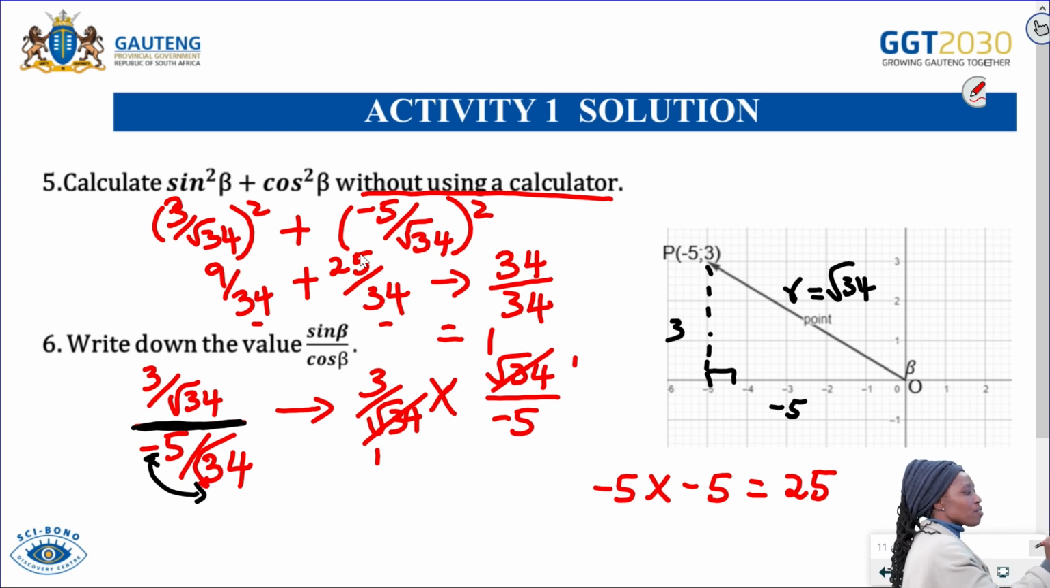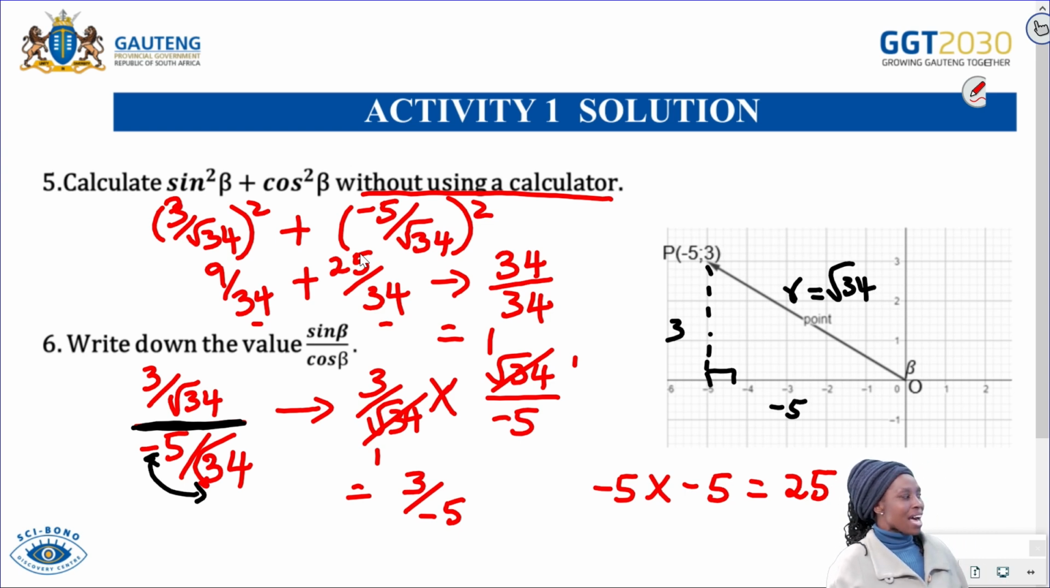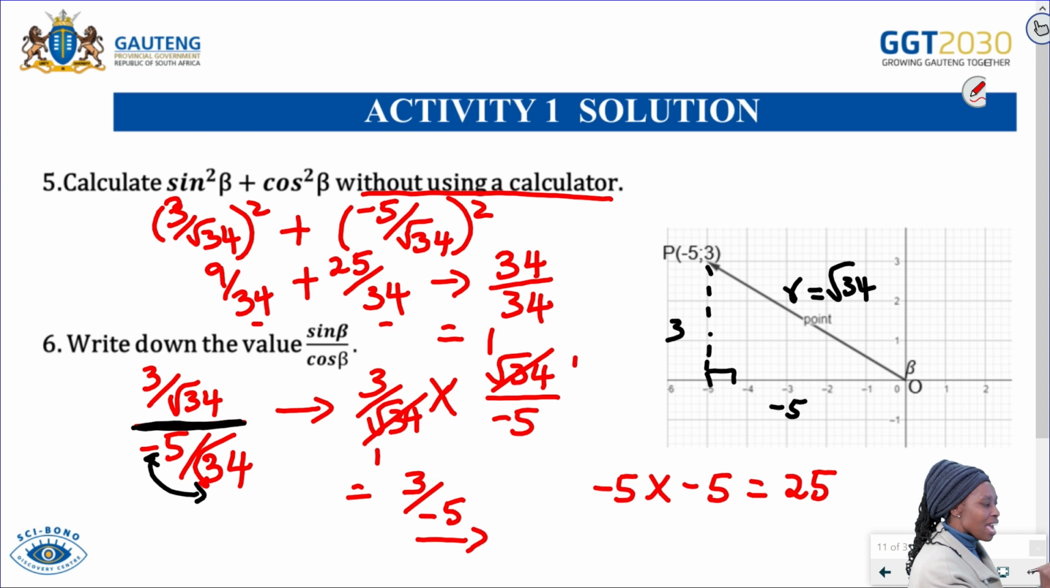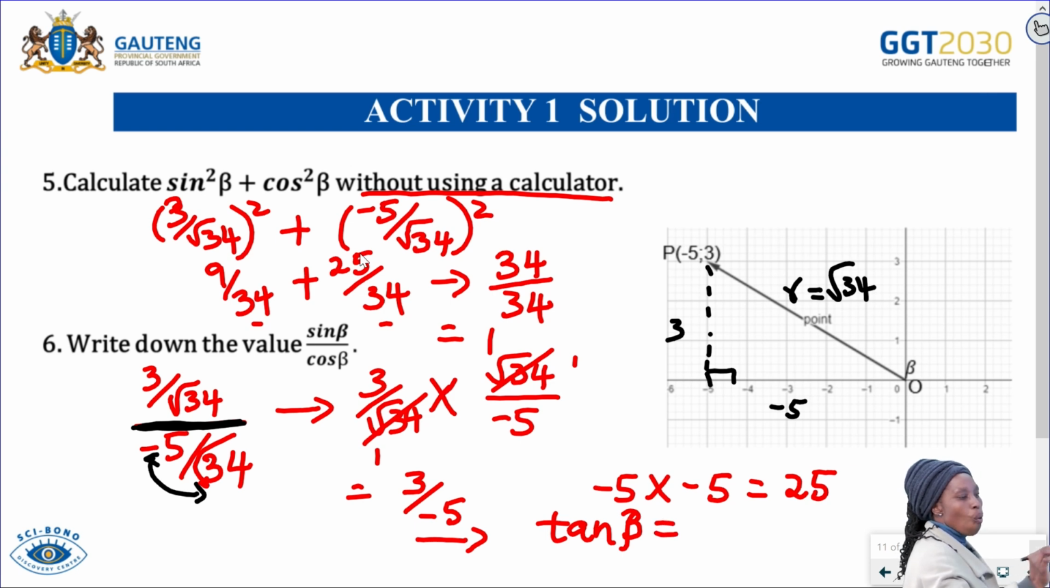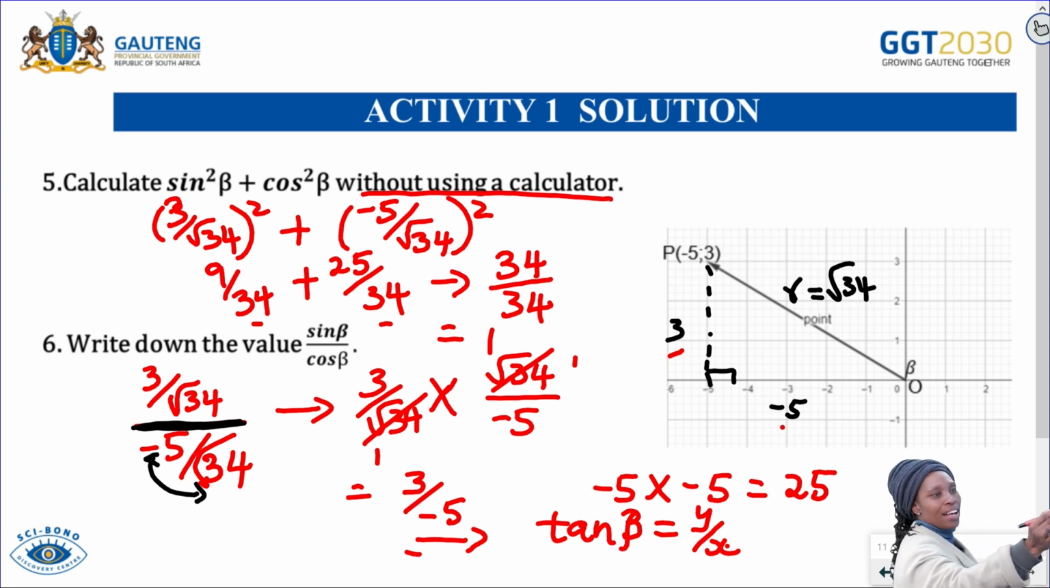3 times 1 will give you 3 over 1 times negative 5 gives you negative 5. And you will notice that the value that you are having here is the value for tan beta, because we know tan beta is equal to y over x. You can see that's what we are getting. 3 over negative 5, which is equivalent to tan beta.